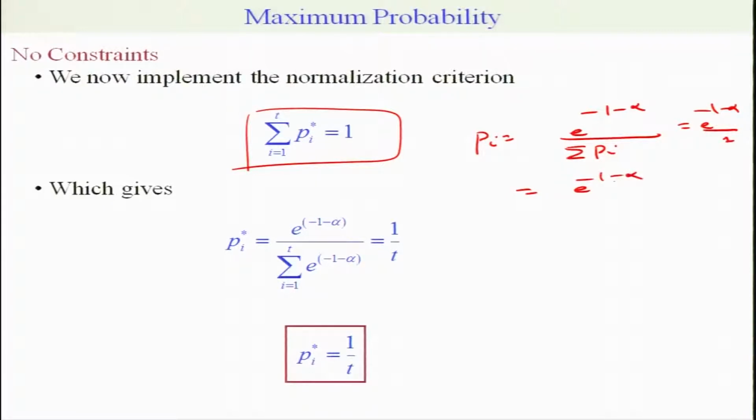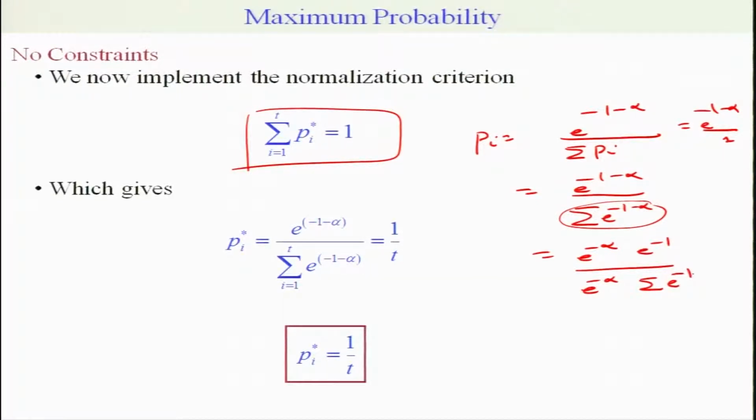This is going to be summation e to the power minus 1 minus alpha. Alpha being a constant here, I can take it out: e to the power minus alpha times e to the power minus 1. So this gets cancelled, and this is going to be only summation of 1 for i equal to 1 to t, which is nothing but 1 by t. So in such a case your probability distribution says that it is 1 by t, which is normalized, or basically a random, equal probability for all the states.